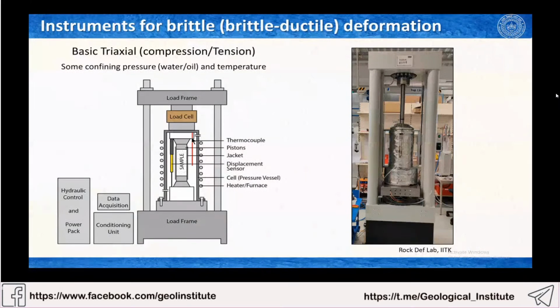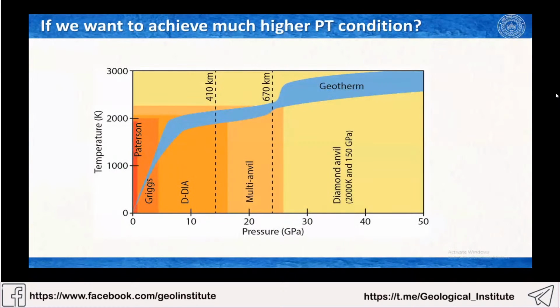And you have some temperature measurement units like a thermocouple. You also need pressure measurement units inside, together with our two known friends, load cell and displacement sensors. So things become a little difficult when you'd like to go to even higher pressure and temperature conditions. There we have some very classical instruments. These are not available commercially, but one of them is the Patterson apparatus that has a range of this, which is red. Then comes the Griggs apparatus, then D-DIA, multi-anvil, and diamond anvil. And this 410 and 670, you know that these are the two transition zones in the mantle.